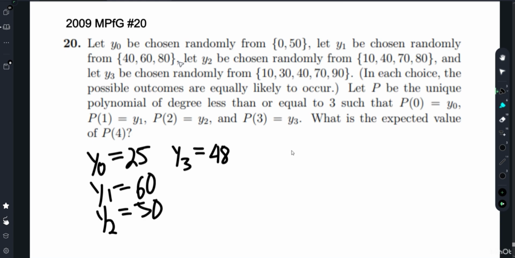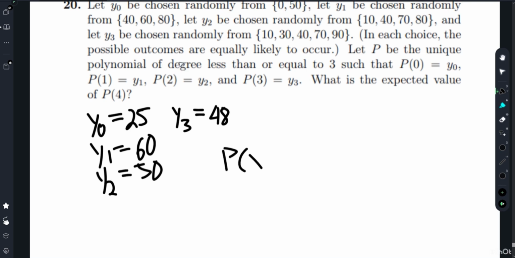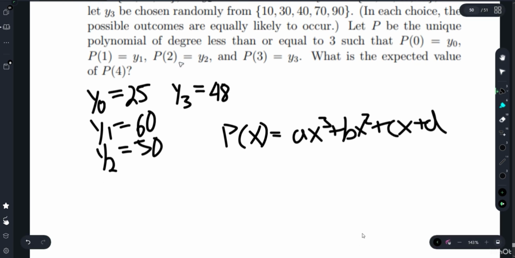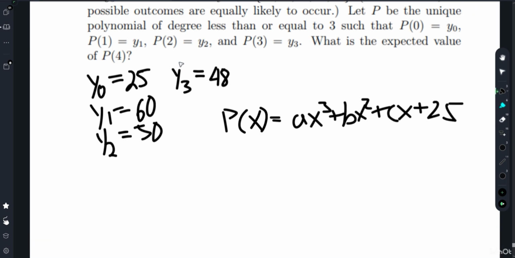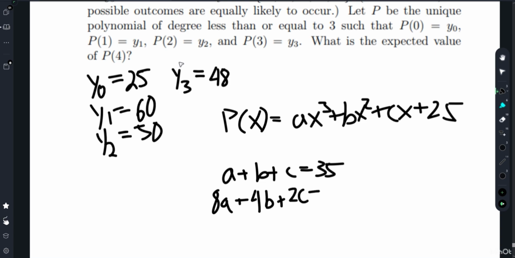And so now we construct our polynomial, ax cubed plus bx squared plus cx plus d. So d we already know is 25, as p of 0 is just 25. And then we have a system of equations. We have that a plus b plus c is equal to 35. 8a plus 4b plus 2c is equal to 25. Then 27a plus 9b plus 3c is equal to 23.